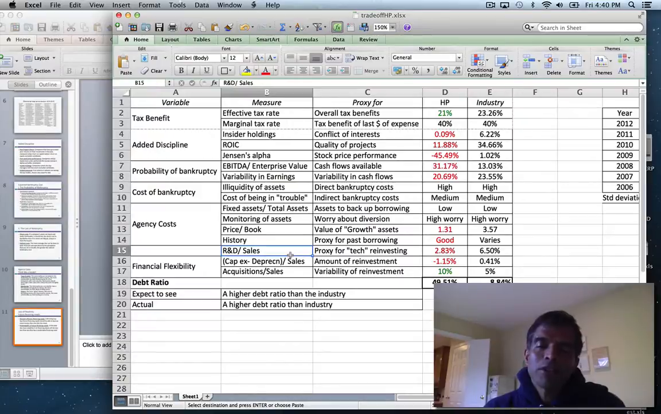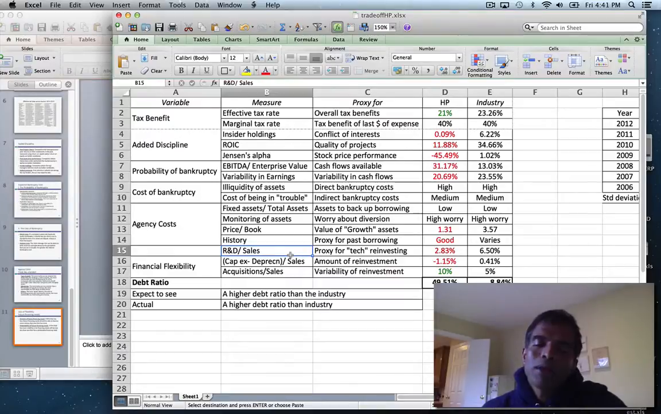So if I take into account the big picture and look at all of the variables, it's quite clear that far more variables would push me towards expecting HP to borrow more money than less money. So I would expect to see HP have a much higher debt ratio than the industry. And that's what I see. HP's actual debt ratio is almost 50%. What's typical for the industry is 8.84%. Now, of course, the question we have to ask is HP's debt ratio is high. That's what I'd expect. Is it too high?